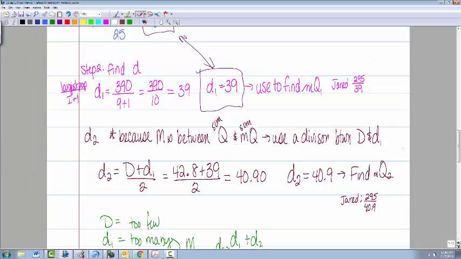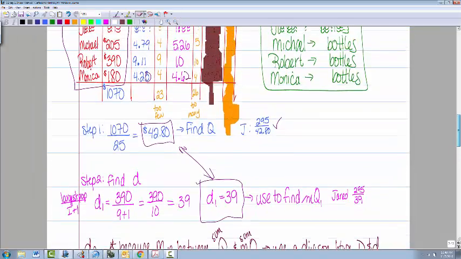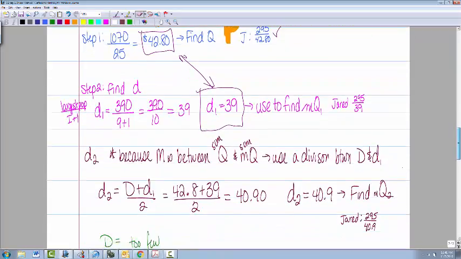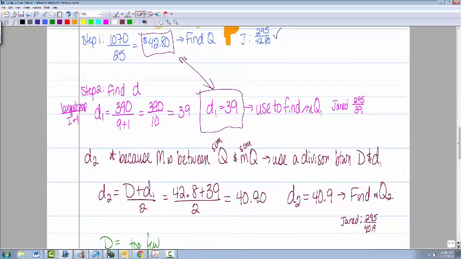So, the reason we are finding the average of these two is because we went from too few given out to too many. So, it's somewhere in between the divisor that works. There's a divisor in between these two that gets me bottles that end up being 25 on the dot. So, the average of these two, 4280 plus 39 divided by 2 is 40.90. And now we're going to use that as a modified divisor and see if that gives out 25 bottles when we do our little thing.